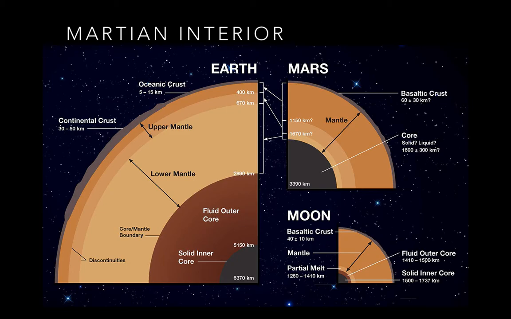Mars does not have this fluid outer core. Mars does not have a magnetic field, which means the surface of the planet is exposed to very high levels of radiation. This is something that future astronauts or people living on Mars will have to deal with, probably by living underground in something called lava tubes.